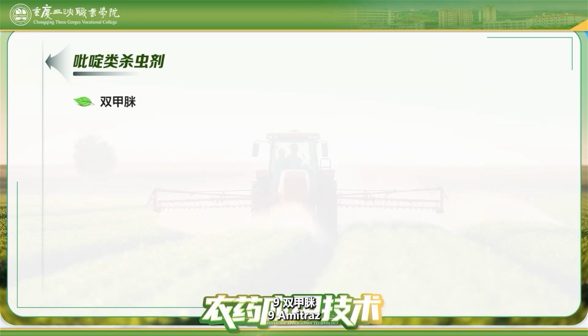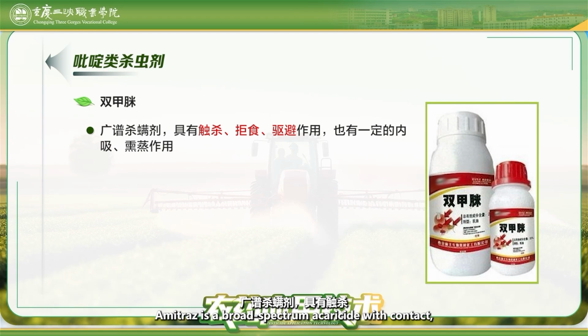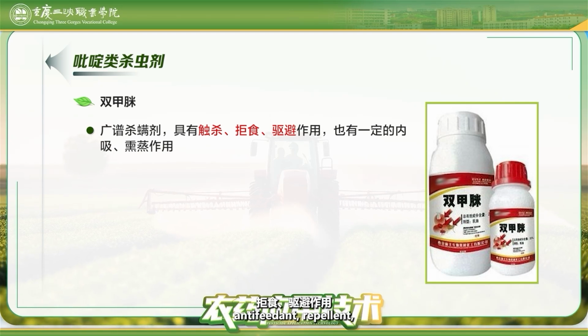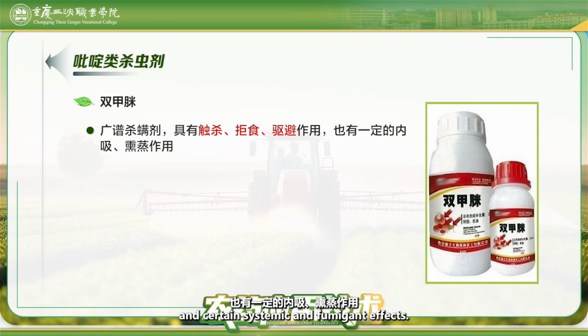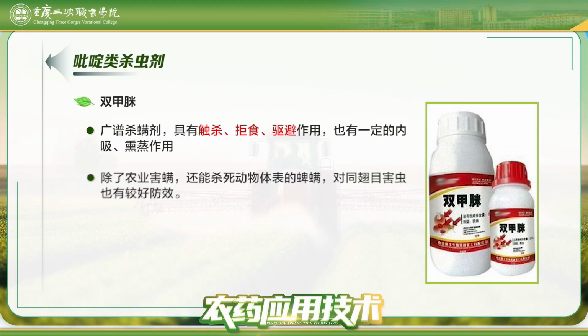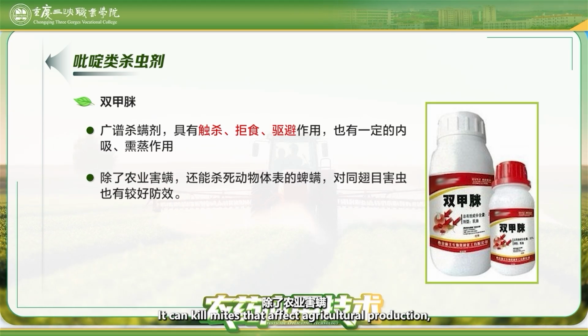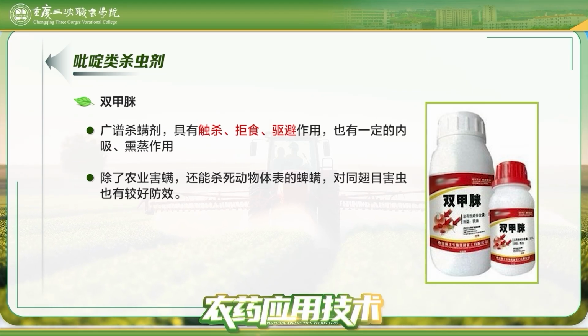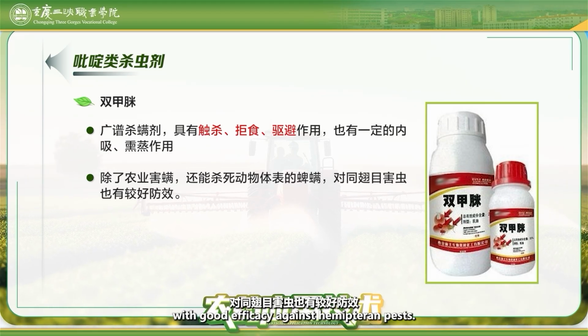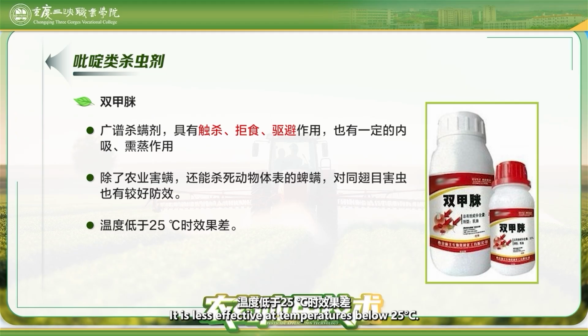9. Amitraz. Amitraz is a broad-spectrum acaricide with contact, antifeedant, repellent, and certain systemic and fumigant effects. It can kill mites that affect agricultural production and ticks on animal surfaces with good efficacy against hemipteran pests. It is less effective at temperatures below 25 degrees Celsius.